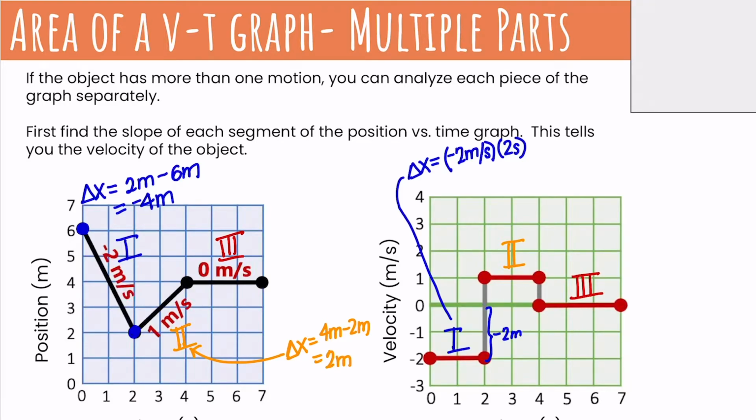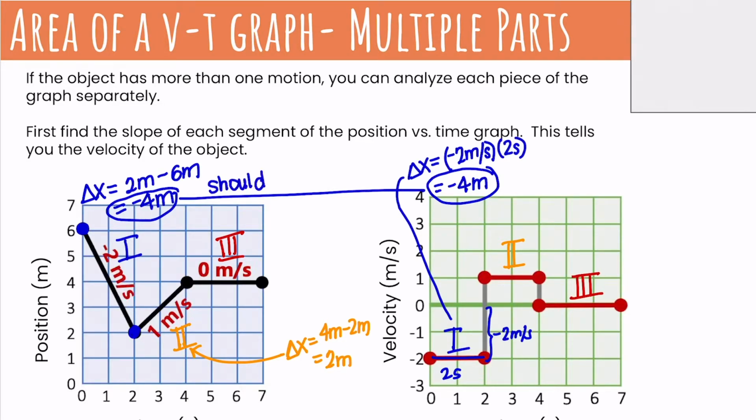But when we look at here, it's below the graph, negative 2 meters per second, and then we have a time of 2 seconds. So when we calculate the area, multiply it together, we get negative 4 meters. And we see that it matches on the other side, and we are just double checking our work. We want to make sure that displacement on the position time graph matches the displacement on the velocity time graph.